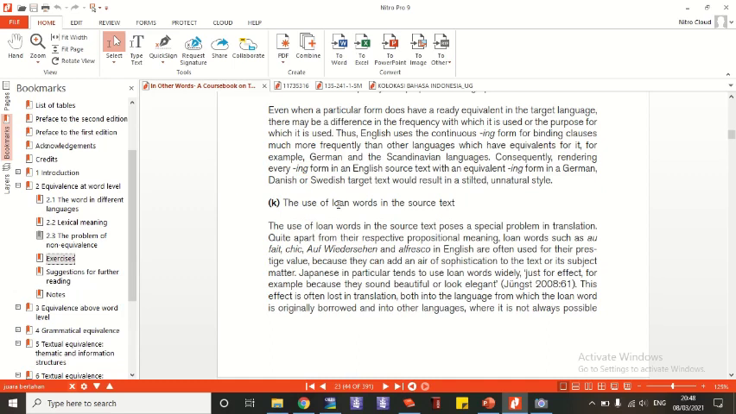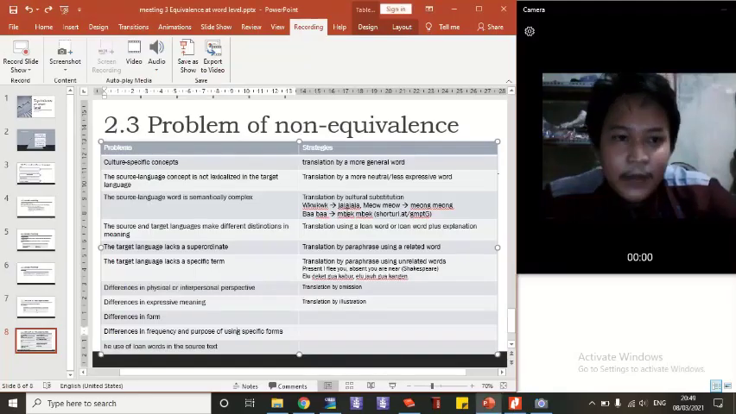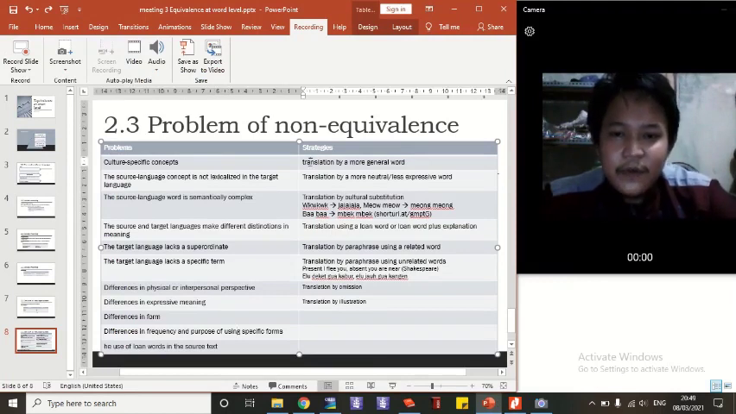And the use of loan words in the source text, ya, loan word itu pinjaman, ya, kata pinjaman. Contohnya, for example, the word game online. Nah, game online is a loan word. Ya, if you want to use domestication, you can use game daring. Nah, seperti itu. The next strategy, translation by a more general word.